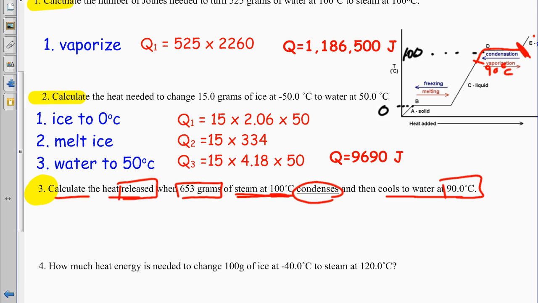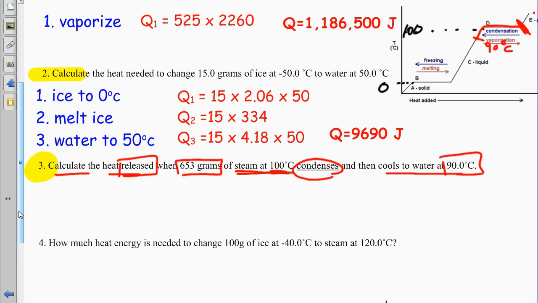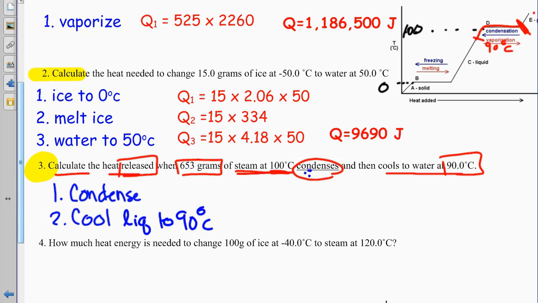Okay. So first, I like to write out my words as to what I'm going to do. So first thing, it says you're going to condense. The first thing we have to do is a phase change. 1, you're going to condense. And then number 2, you're going to cool. And I think it's always helpful to write what state you're in. Remember, if we're condensing, that means we're going into a liquid. You're going to cool your liquid to 90 degrees Celsius. All right, so that means once we hit 90, we're where we need to be. So that means we have 2 Qs, Q1 and Q2.